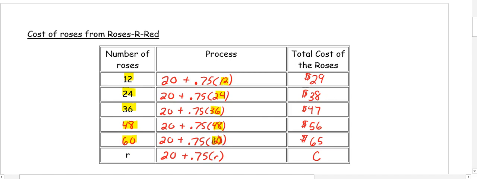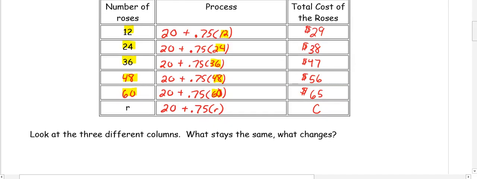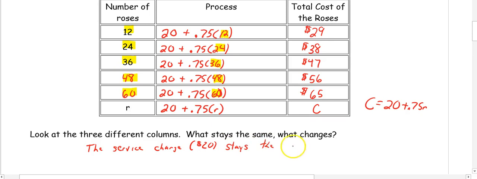Because when we had number of roses, remember all of these numbers were being multiplied with the 0.75. So we can use R to represent any number of roses. So if we were going to write an algebraic representation, we could say then that C is equal to 20 plus 0.75 R. So notice what stays the same in the charges. We can say the service charge, which is $20, stays the same.